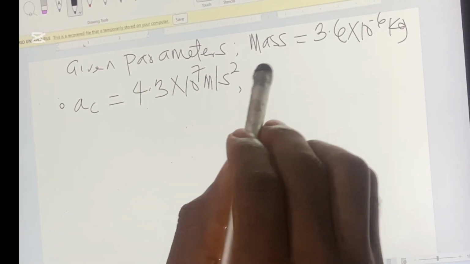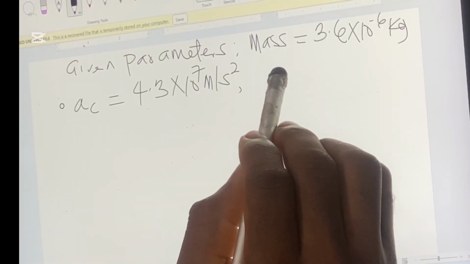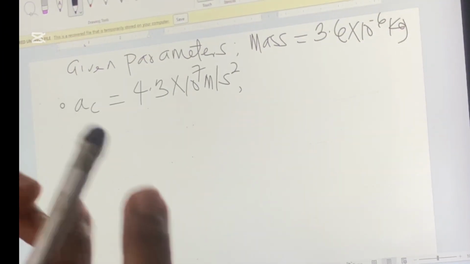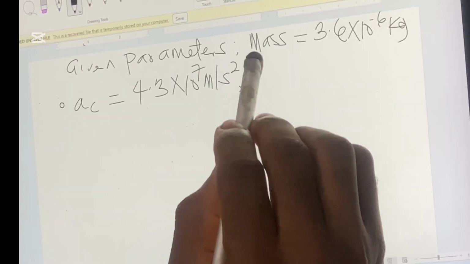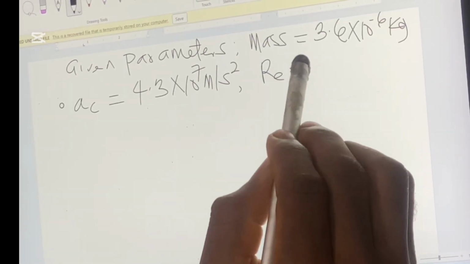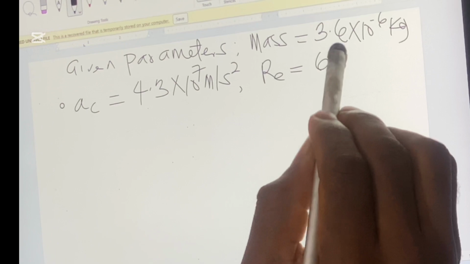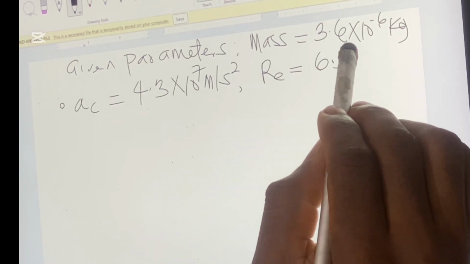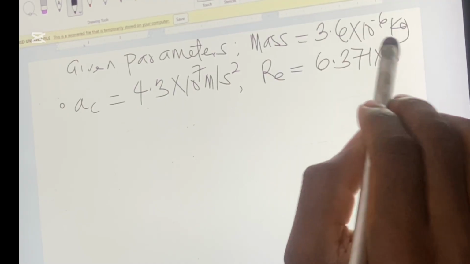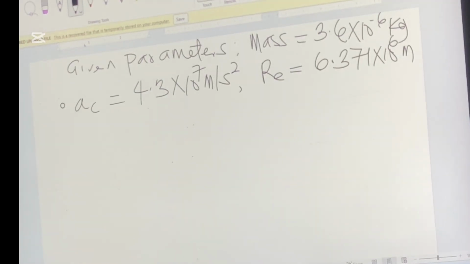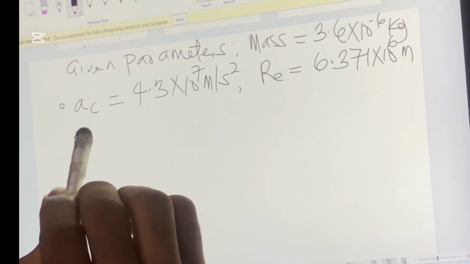Okay, of course, the radius of the earth here is also known, it is a constant. The radius of the earth here is 6.371 times 10 to the power 6 meter, though we might not use it. So class, we are asked to find centripetal force. So let's write down the formula for centripetal force.